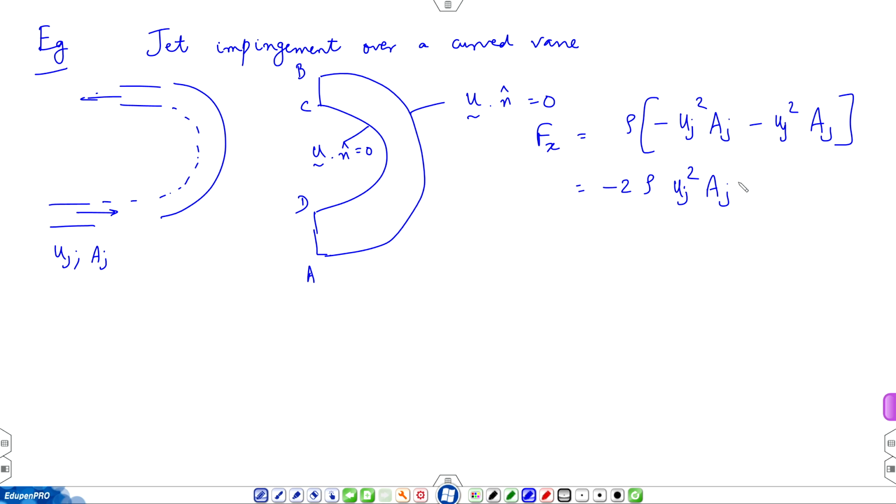U dot n is positive, because n is that way, flow is also that way. But the other term in that integral is u, which is minus u j. So, this is f x acting on C v. Okay. So, now how much of this force is acting on the vane itself?